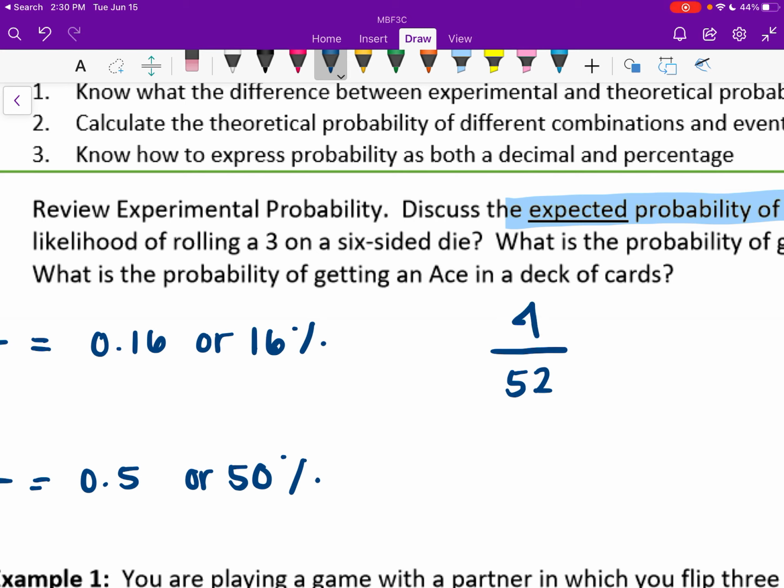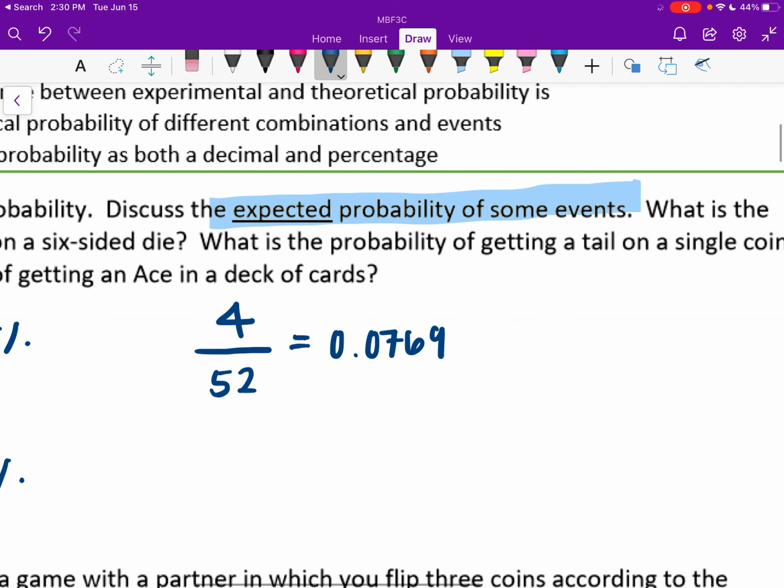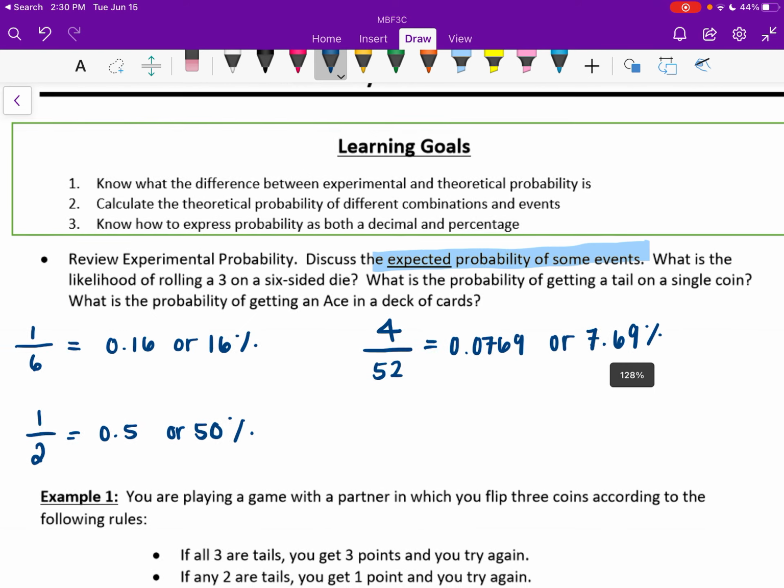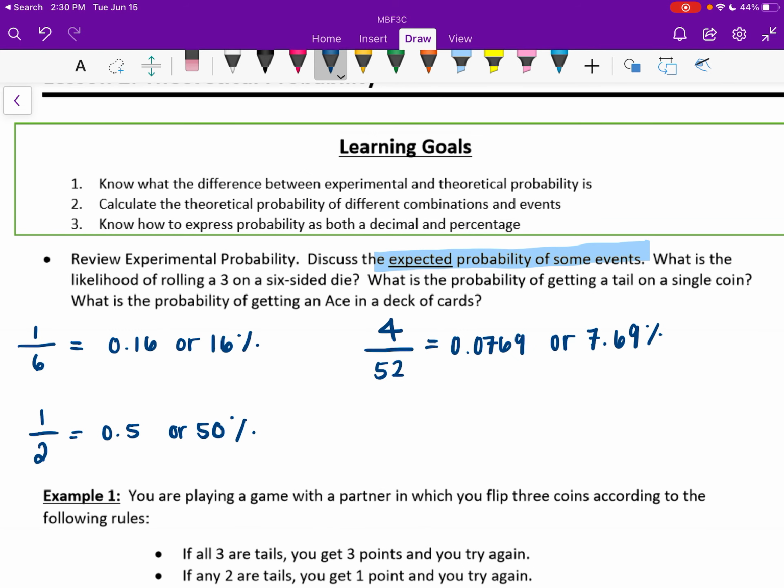So the chances of us pulling an ace are 4 out of 52, which is either 0.0769 or 7.69%. Right? So that's how we find the theoretical probability. This is what we expect. This is before we even go ahead and do anything.